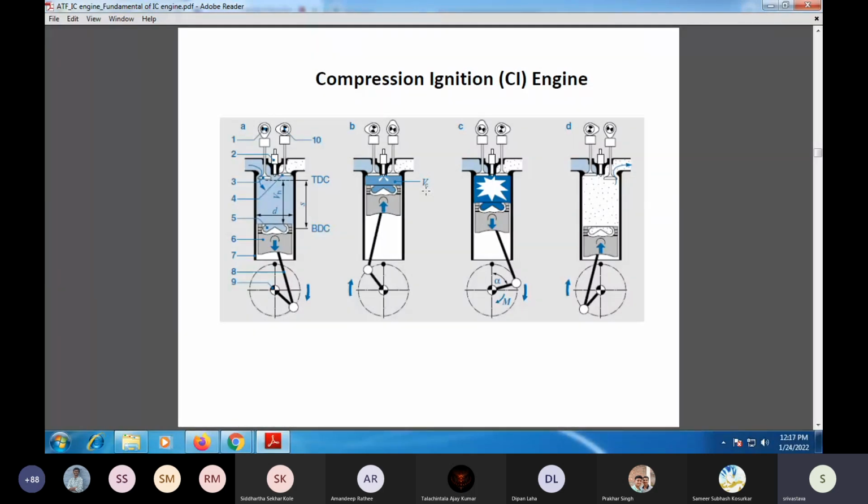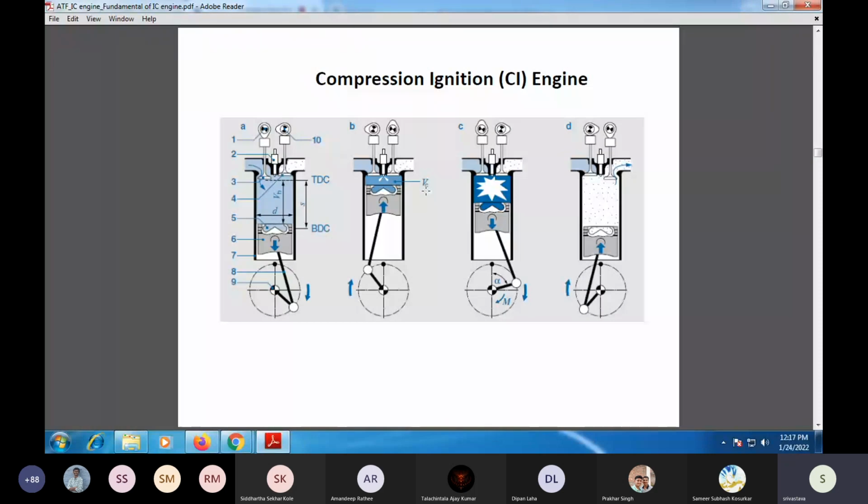The compression ratio of the diesel engine is higher compared to the spark ignition engine. The range of the compression ratio of a diesel engine can vary between 16 and 24, whereas in the spark ignition engine, the compression ratio varies from 6 to 12. That is the range.